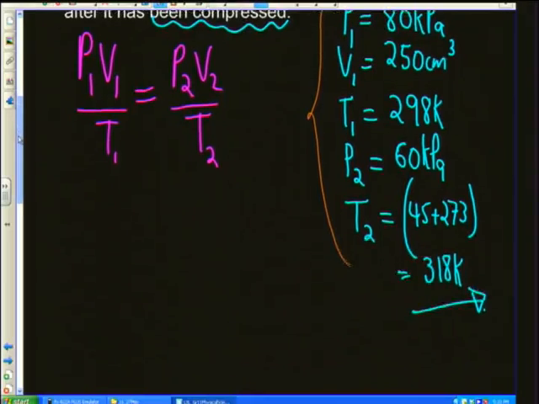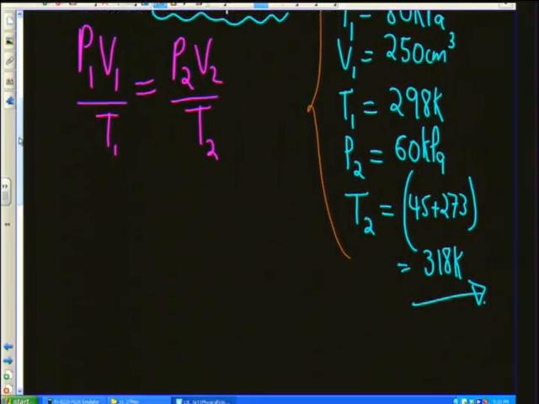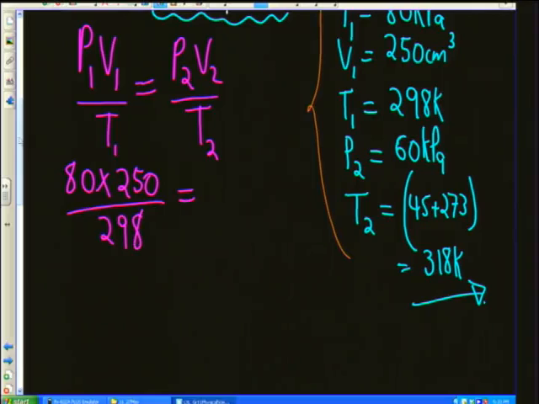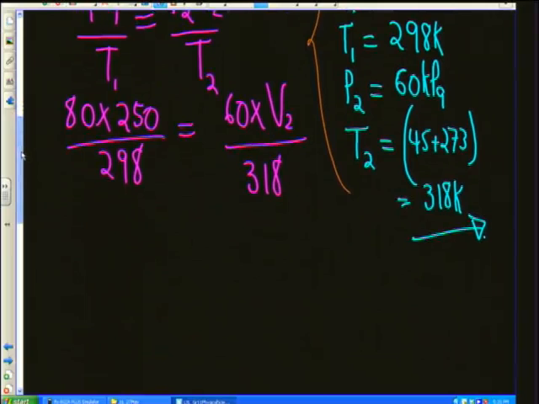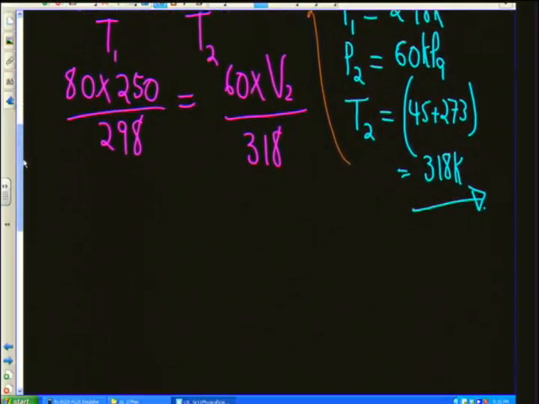P1, I've got 80, times V1, which is 250, divided by T1, which is 298, equals P2, which is 60, times V2, which is what I'm looking for, over T2, which is 318. Now, come on, take out your calculators and we work this out together.